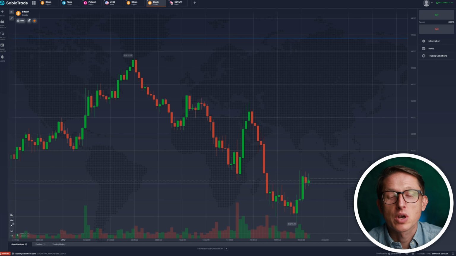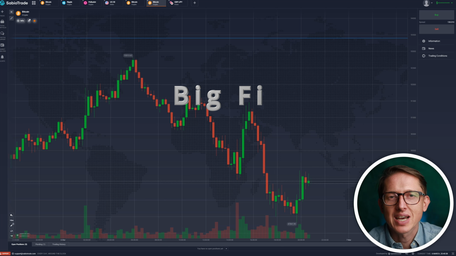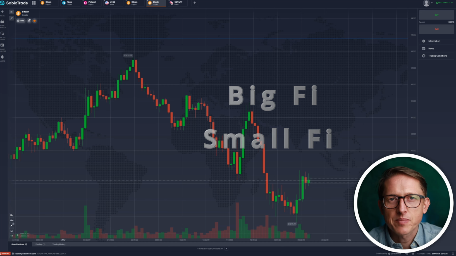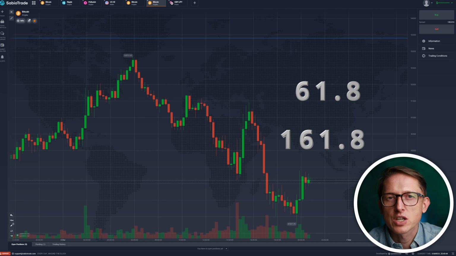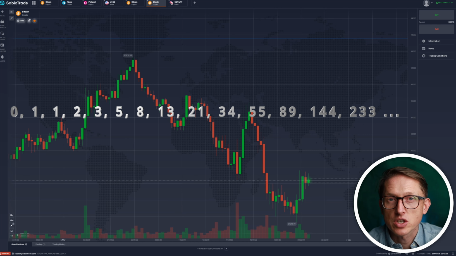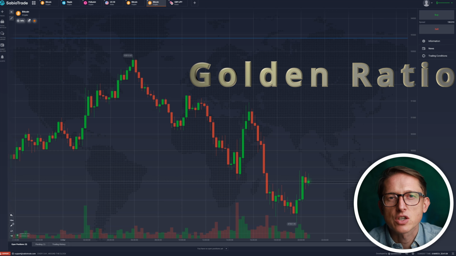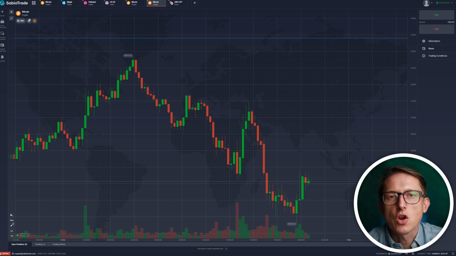Today I want to quickly show you how powerful two numbers of Fibonacci are, the big fee and the small fee. What are they? That's 61.8 and 161.8. Why are they called the big fee and the small fee? Because these numbers are the ratios between two consecutive numbers in the Fibonacci sequence, the so-called golden ratio, the ratio that Greeks and Romans loved so much when they were building their temples.